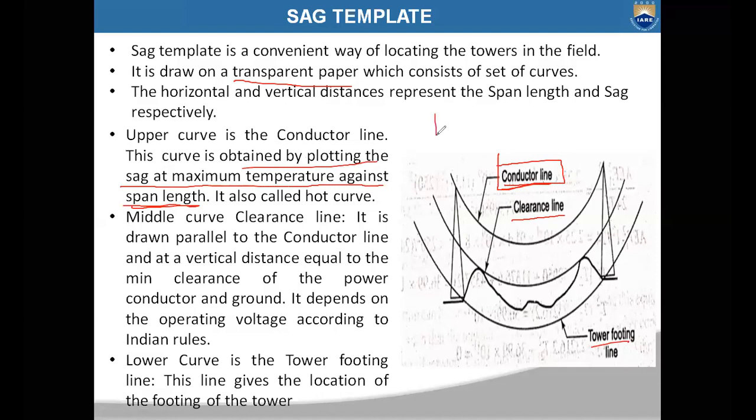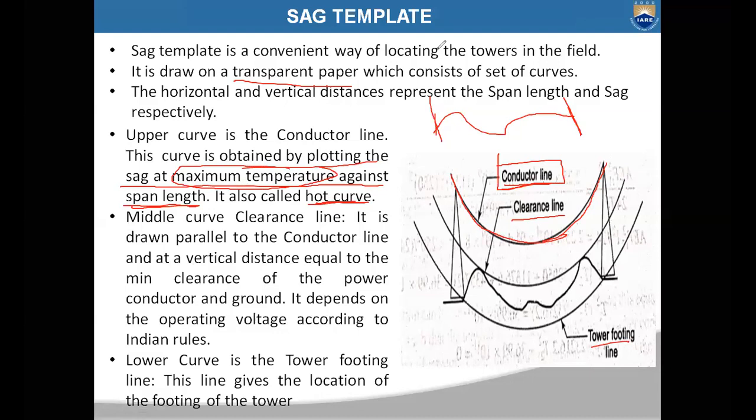Suppose your profile is from here to here, so this is the total span length if you assume. Now by taking this span length, you have to plot the sag at maximum temperature. Then that curve is called the conductor line curve or conductor curve. This curve is also called the hot curve. Why? Because you are drawing this curve at the maximum temperature.